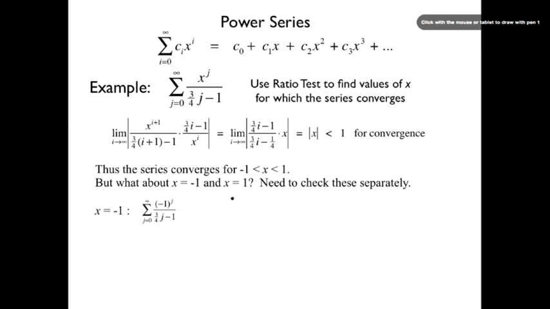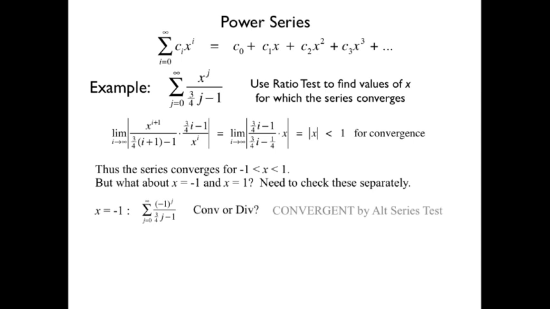As j gets really, really big, 1,000,000, 1,000,000,000, 1,000,000,000,000, will this decrease to 0? The whole thing? Sure, right? That denominator gets very, very big. So the alternating series test tells us this will converge because the 1 over 3/4 j minus 1 decreases to 0. Because it alternates, that's all we need to say that it will converge, like the alternating harmonic series, right? Just like the alternating harmonic series, same reasoning.